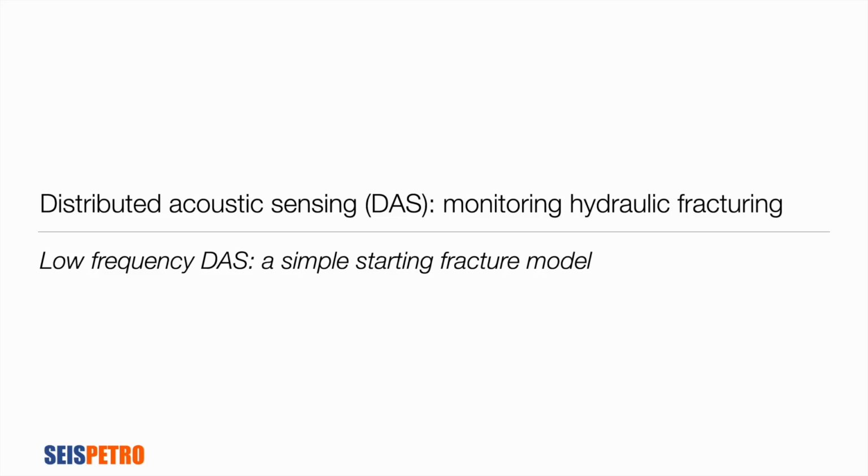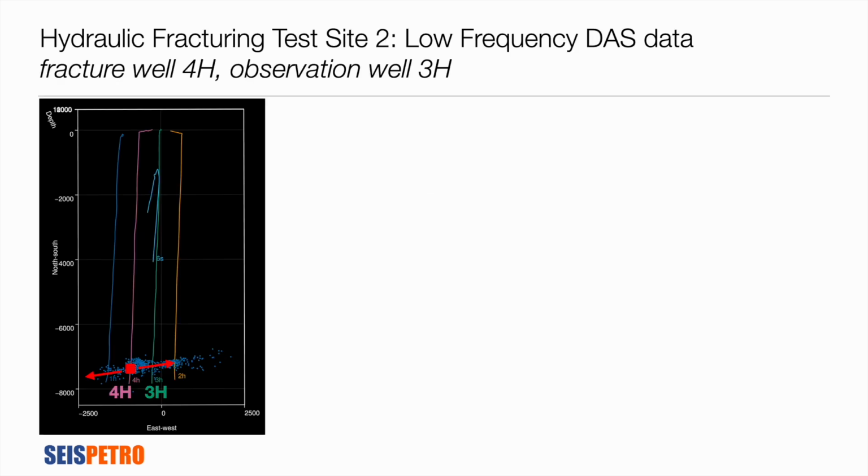Today, we'll start by looking briefly at an example of a very low frequency signal extracted from DAS monitoring of a hydraulic fracturing project. Then we'll use a simple model of a small tensile fracture to explain some of the most important features in that data set. The data I'm showing today come from the Hydraulic Fracturing Test Site 2 project, and I'll include a link to some of this freely available data in the video description.